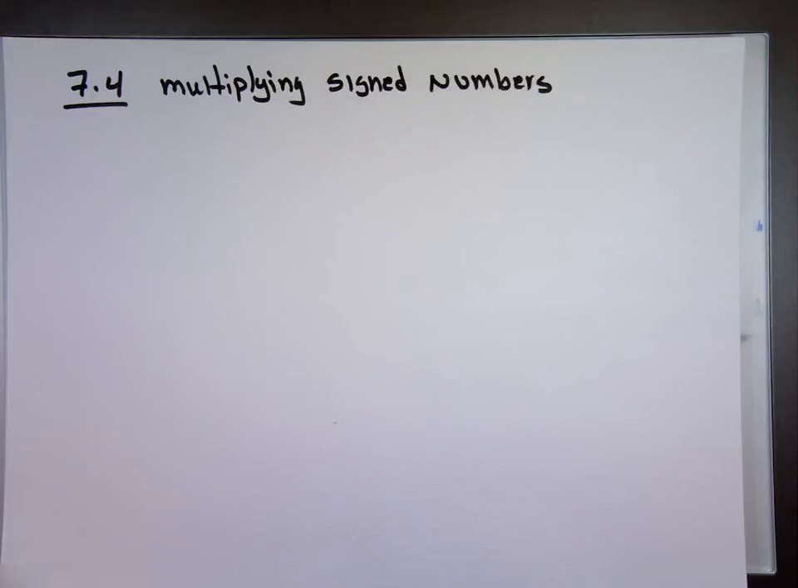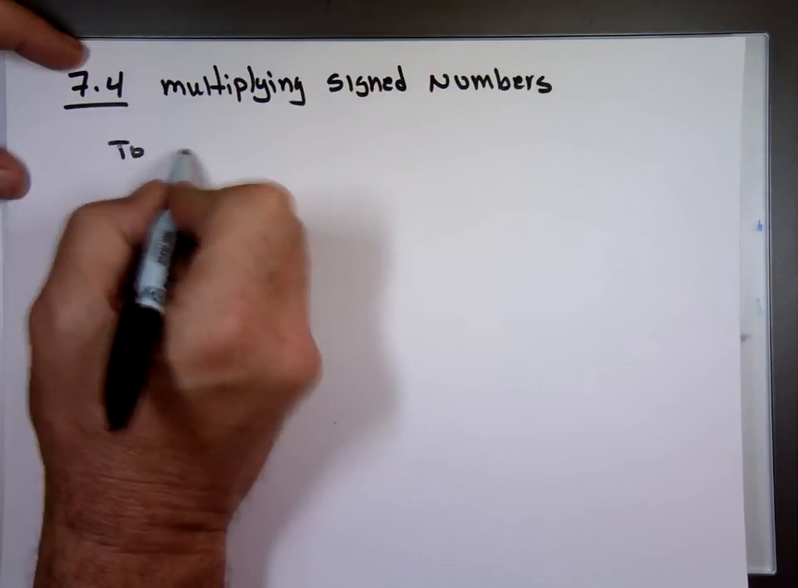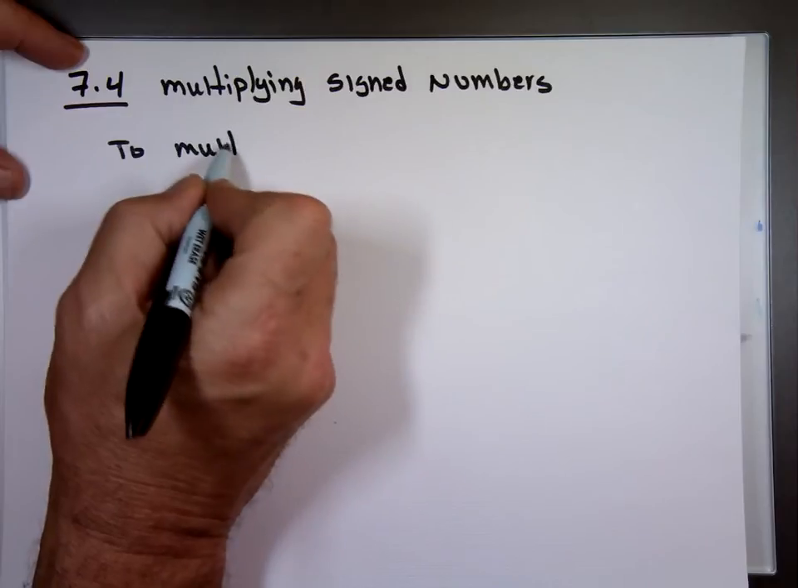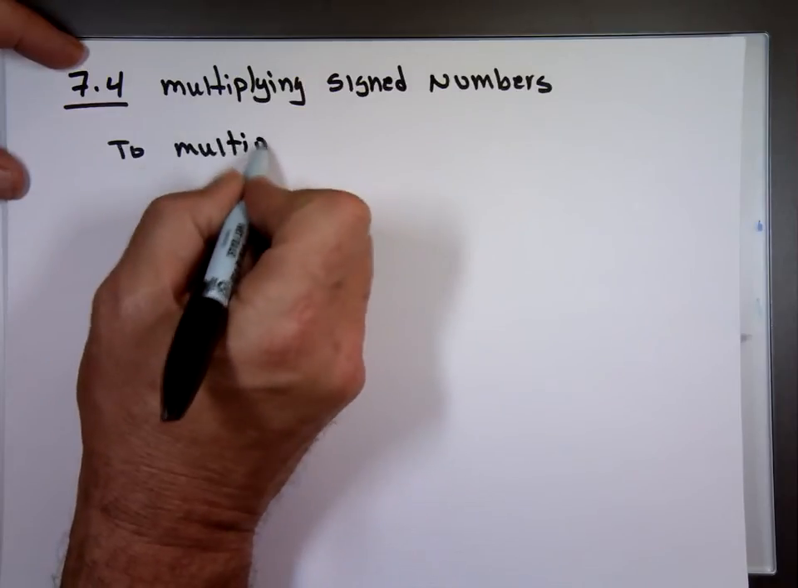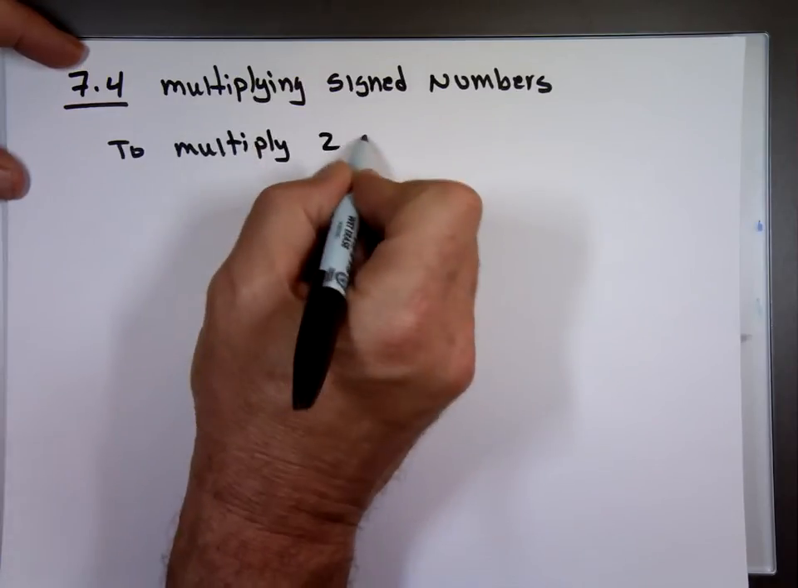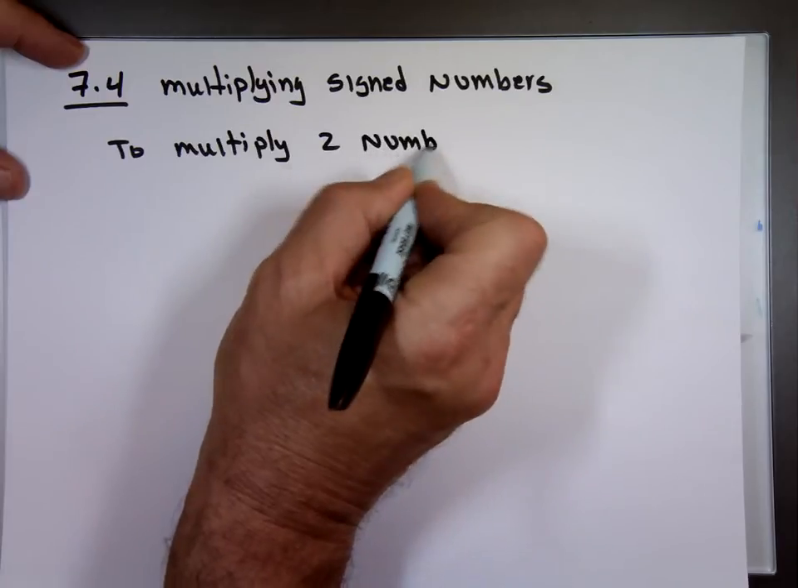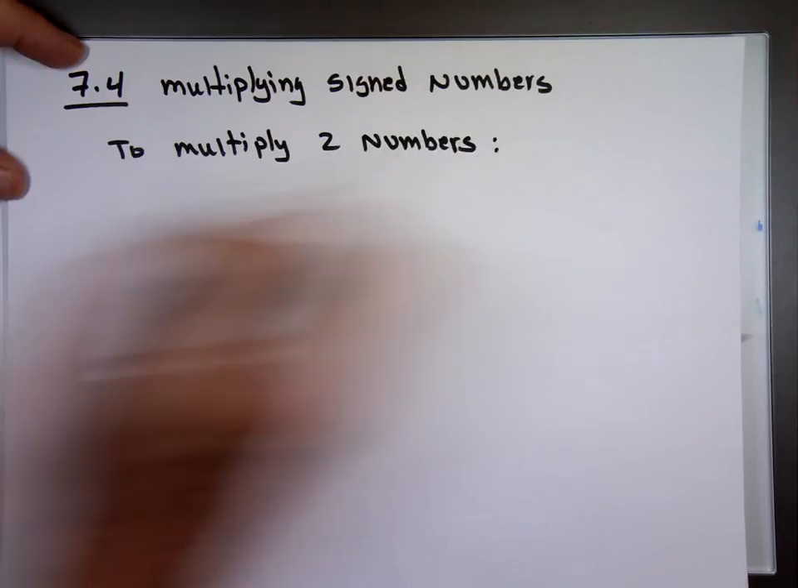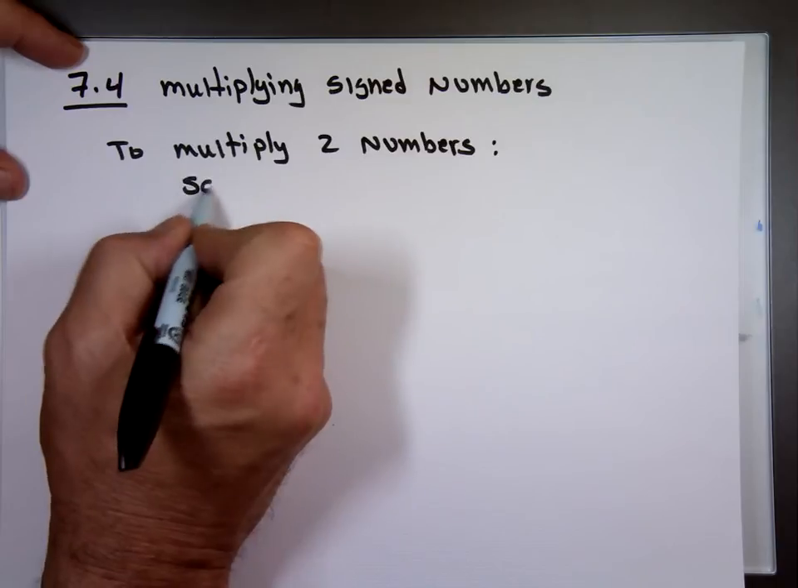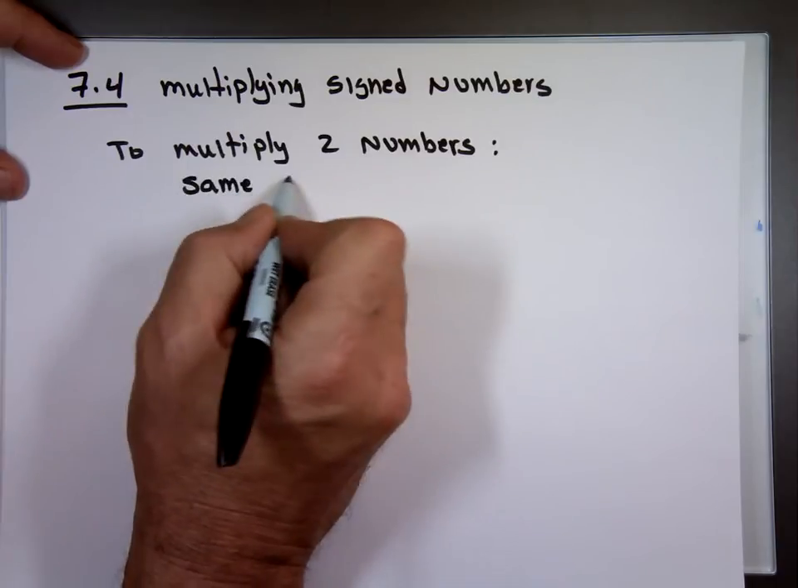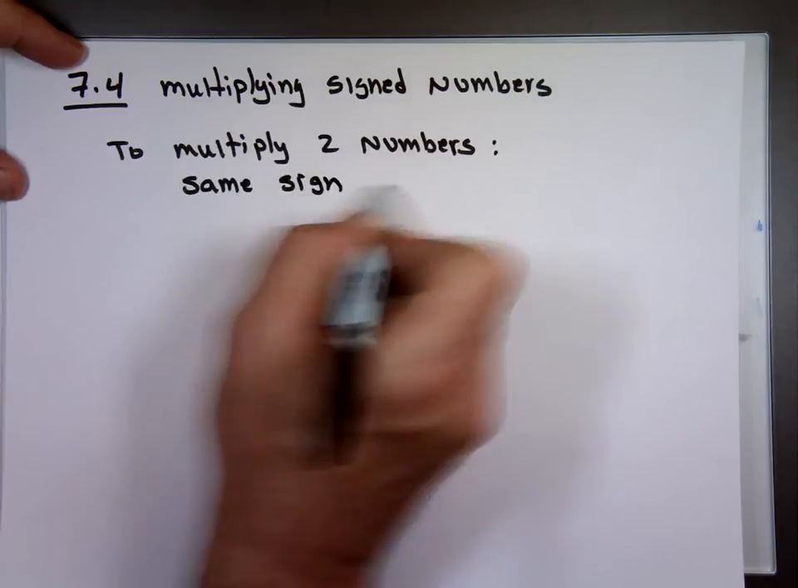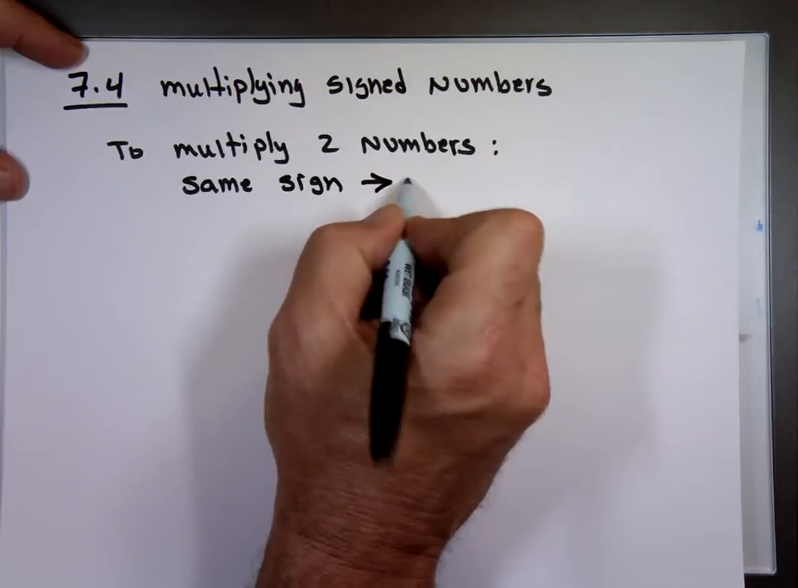Here is the rule for multiplying two numbers. To multiply two numbers, we're going to follow the rule. If the two numbers have the same sign, guess what the answer is? Positive.